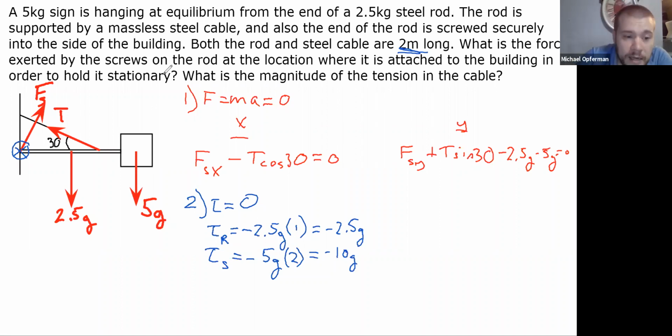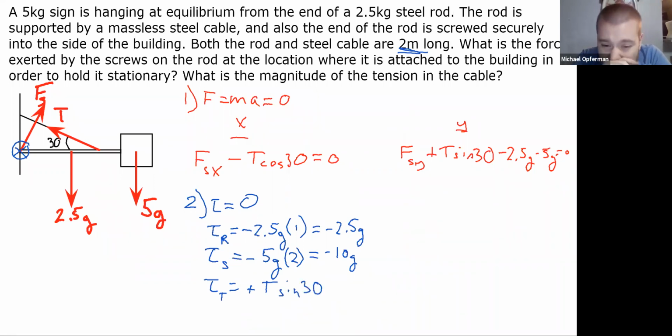Then lastly, I need the torque exerted by the tension force. Now this one, well, first of all, it's clockwise. Second of all, I do need to think about components here because this force is not tangential. I need only the tangential component. So that's going to be T sine of 30.